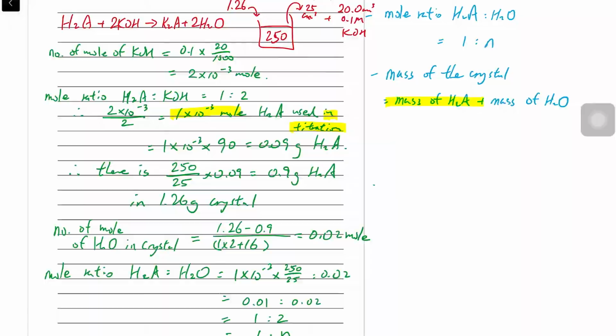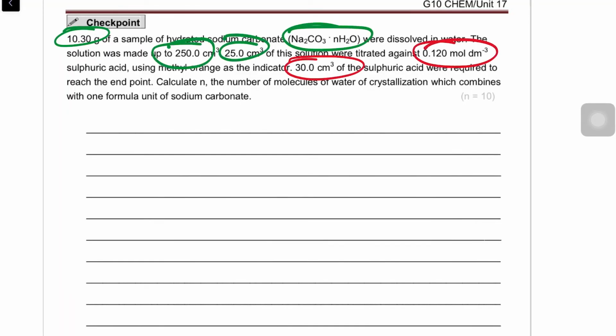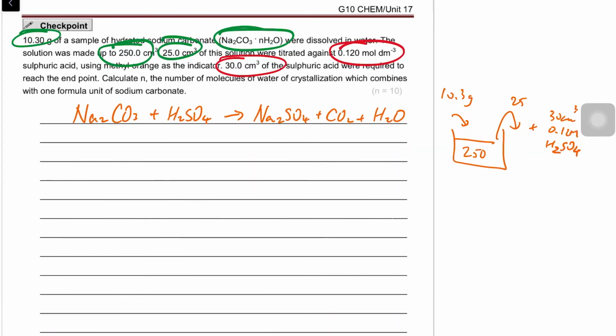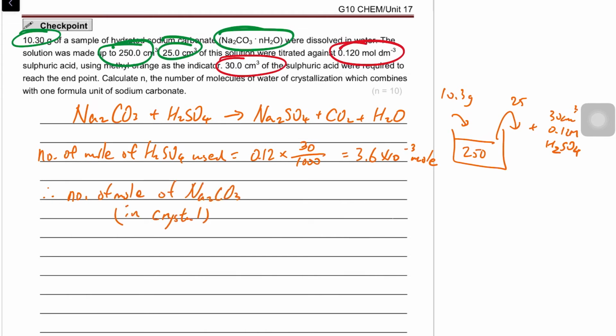We move to the next question. Highlight the information first. Now this is sodium carbonate titrated against sulfuric acid. So the situation is a bit complicated because we need to take care of the mole ratio. First, write down the chemical equation like this to make sure we will not mix up the volume and number of moles. So the number of moles of sulfuric acid used is M times V, like this. And with the mole ratio, we get the number of moles of sodium carbonate in the sample.